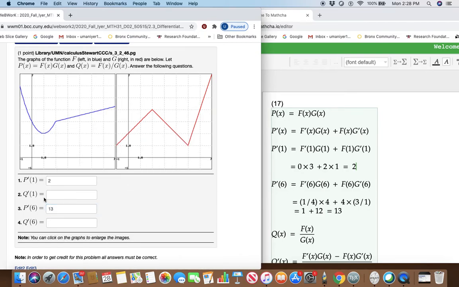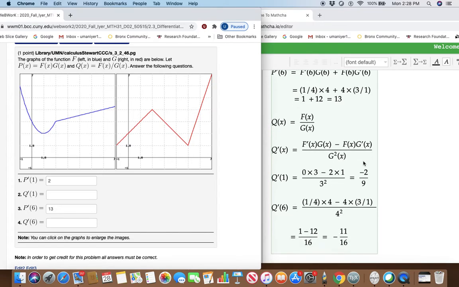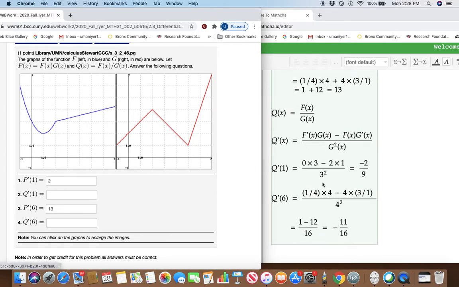Okay. Next for q. Q is f over g. So for the derivative, I need denominator squared, derivative of the top, denominator as it is, minus numerator as it is, derivative of the denominator. If I substitute f prime at 1, we just saw it is 0, so that gives me 0 no matter what g is. And here f of 1 is 2, and derivative at 1 of g has slope 1. So negative 2 over 9.